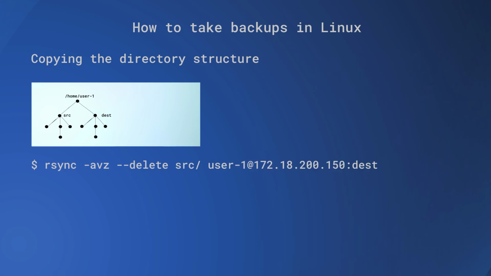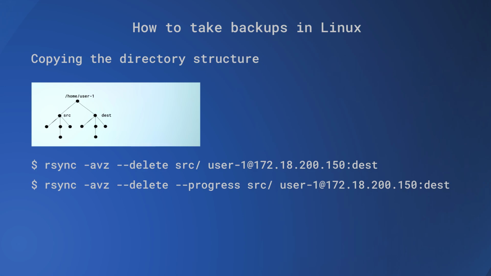If dst is on a remote host, we need to add user ID and host IP address before dst. That is, rsync -avz --delete src/ user1@hostip:dst. Here dst is not starting with slash, so it is in user1's home directory. Now if some files are big, we can use the --progress option, which shows the progress counter as files are copied. What is the best thing about rsync?